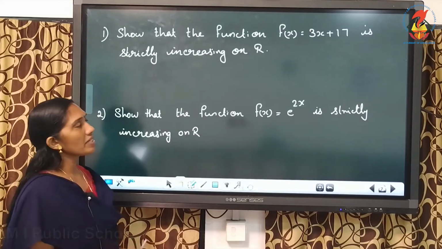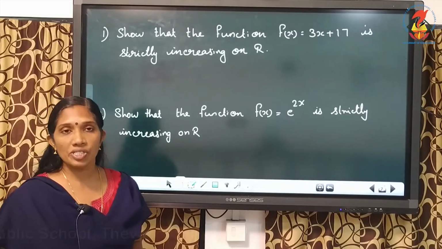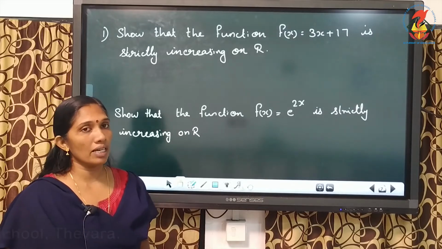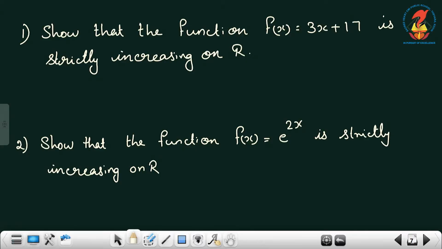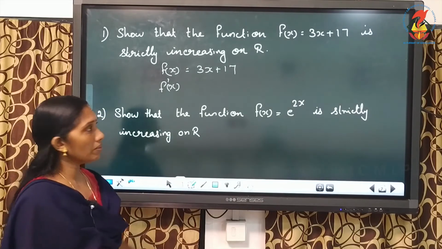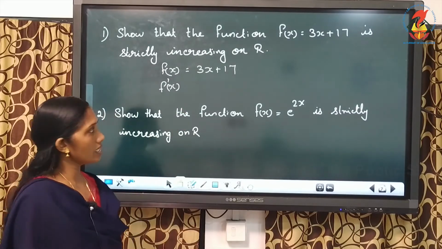Function is strictly increasing on R means f dash x, the derivative, should be greater than 0. So we can check whether it is positive. So f of x is 3x plus 17. What is f dash x? What is the domain of the function? Domain is the set of real numbers. Any real number you can give for this x.